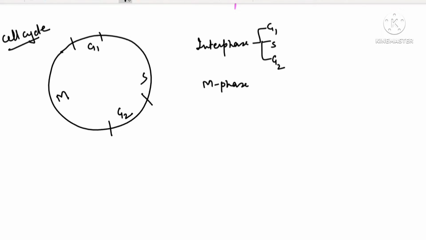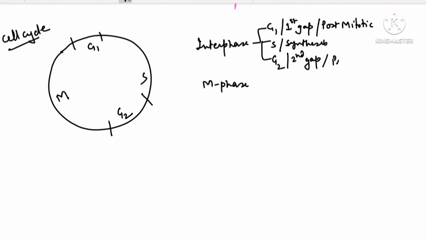Now, G means gap. So this is the first gap phase, and this is the second gap phase. S means synthesis, so this is the synthesis phase. If you check in the diagram, G1 phase is coming after M phase, so it is also known as the post-mitotic gap phase. G2 is known as the pre-mitotic gap phase.